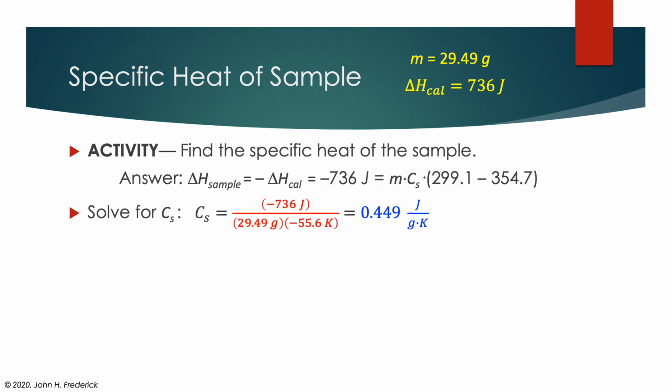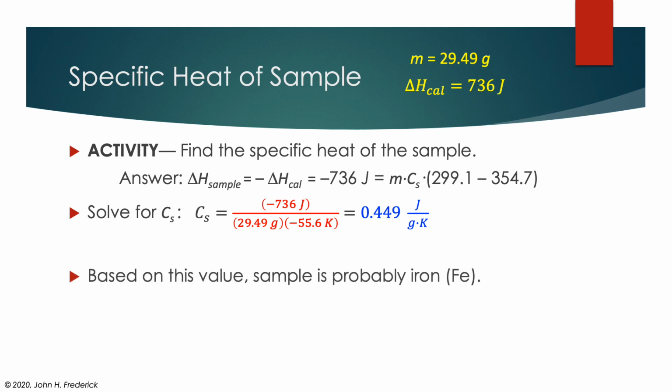When we calculate all that out, we find that the specific heat of this sample is negative 736 joules divided by the mass of the sample, 29.49, divided by the temperature change for the sample, which was negative 55.6. From all of that, we get a specific heat of 0.449 joules per gram Kelvin. Now you can look up things in a table and match this specific heat with other objects in the table. Since we know it's a metal, that narrows down the possibilities. But based on this value, I think you would come to the conclusion that the sample is probably iron.